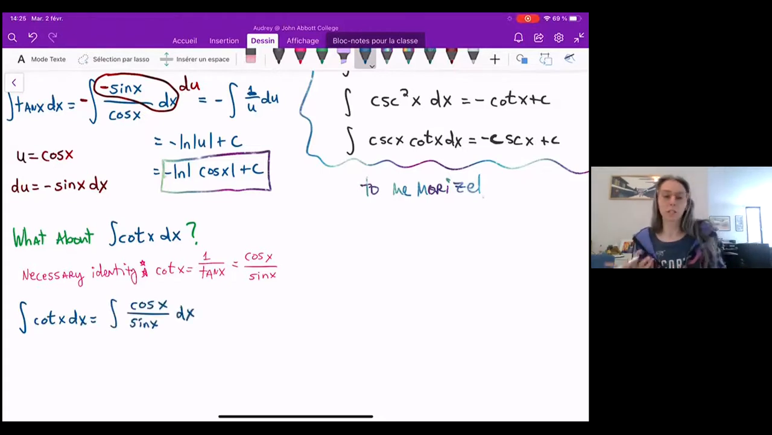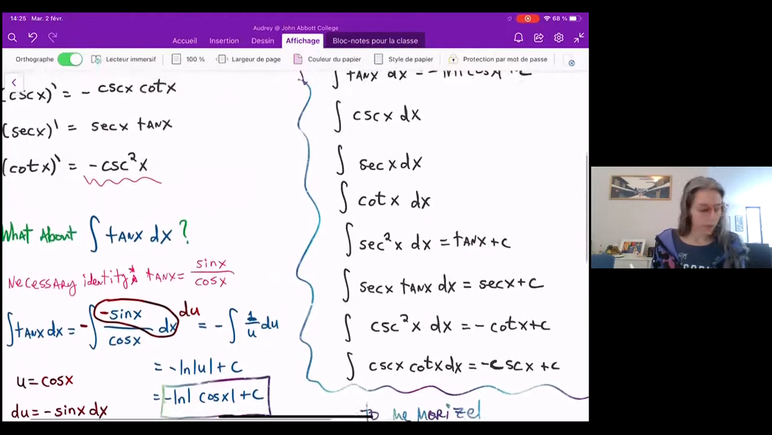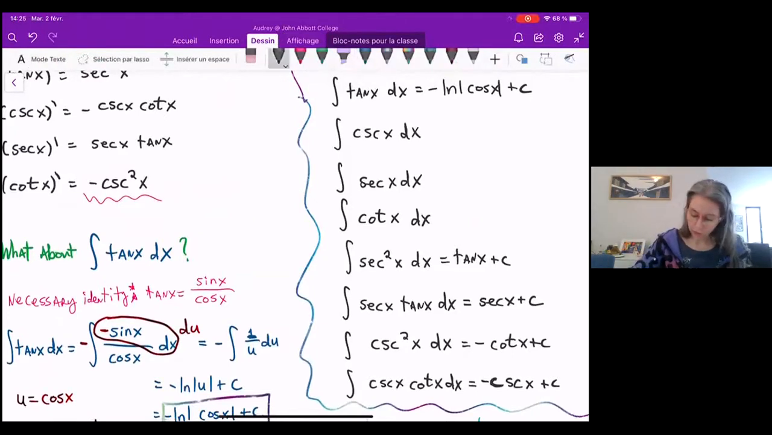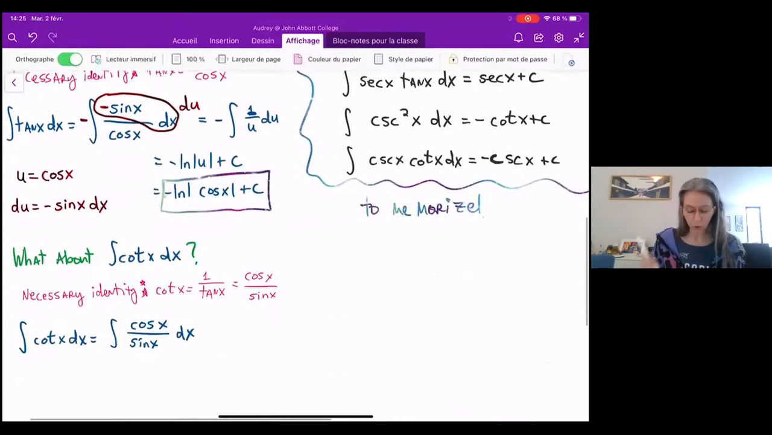Now think about how we just did the integral of tangent, and I want you guys to pause the video and take a second and do this. And when I look at your notes, I want to see that it is in your notes. In the meantime, I am just going to write it down. So this actually is going to give me positive natural log of sine x plus a constant. So you should memorize that, but I also want to see you doing it.